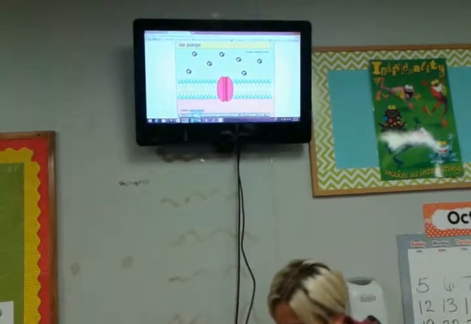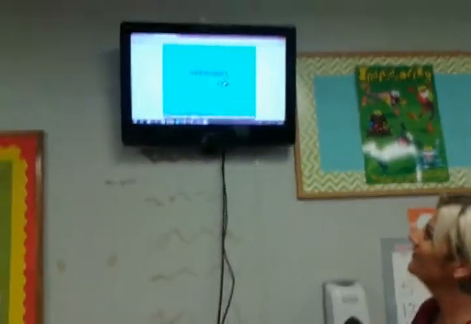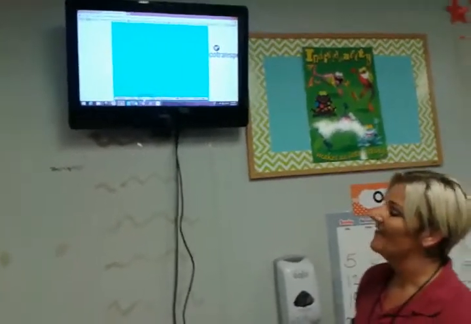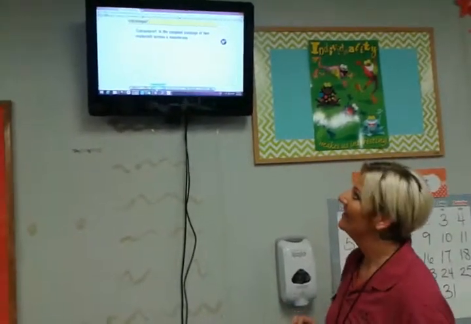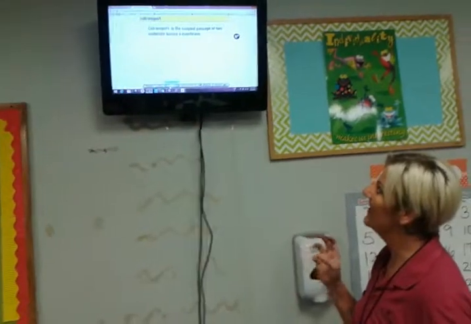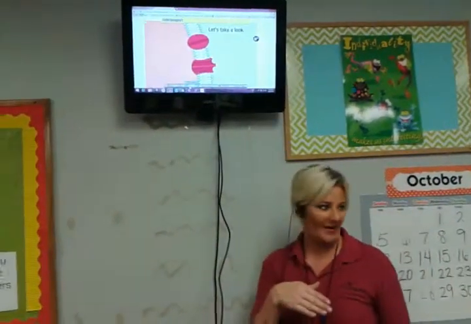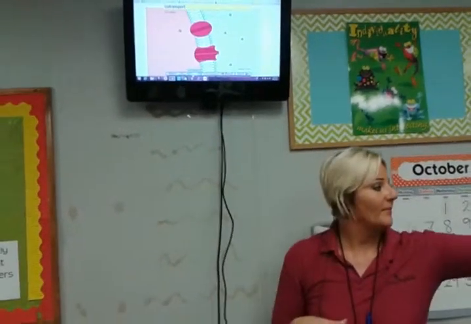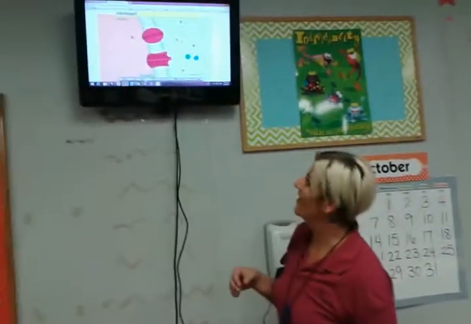All right, let's take a look at cotransport. Cotransport. This is my favorite one. What it does is it takes two materials across the membrane at once. Can you hand me the membrane so I can show you guys as we're watching this?